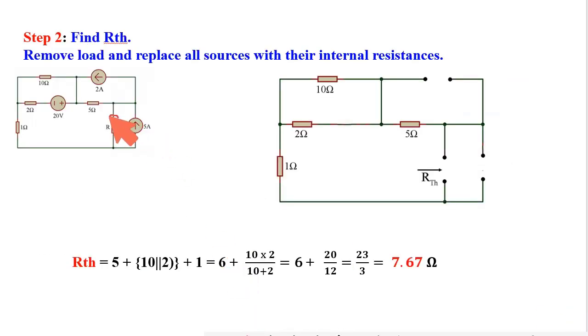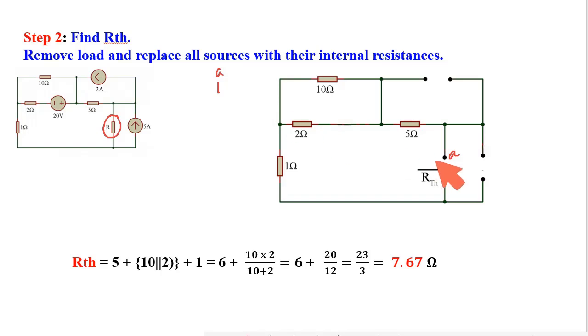Now to find RTH, open this load resistance. Say this is open, the current source is open circuit, this current source is open circuit, and this voltage source is shorted. So ultimately this is the combination of resistances to get RTH. If you feel any difficulty understanding which is in series or in parallel, redraw the circuit in a simpler way. Say this is point A, this is point B, start working from A.